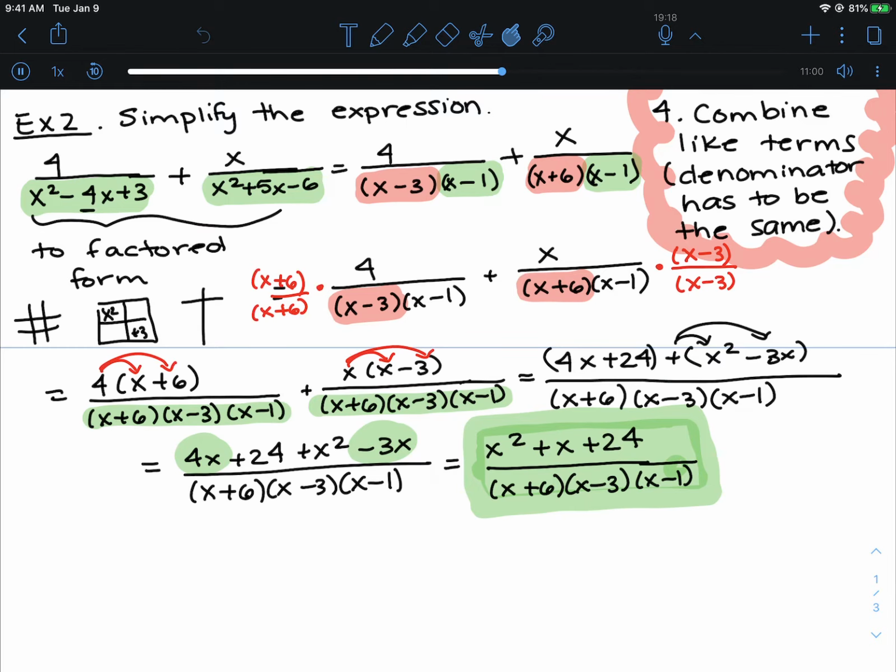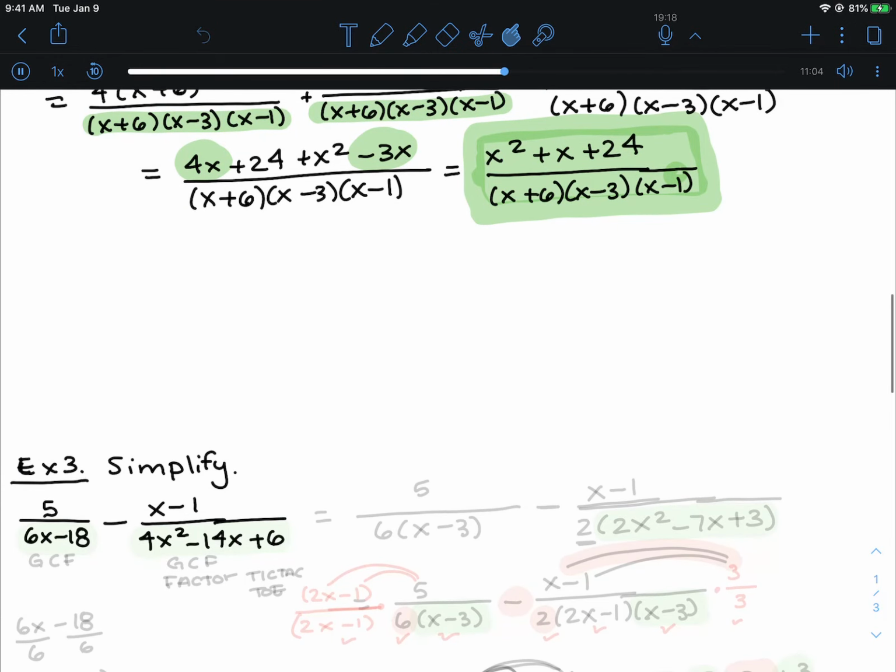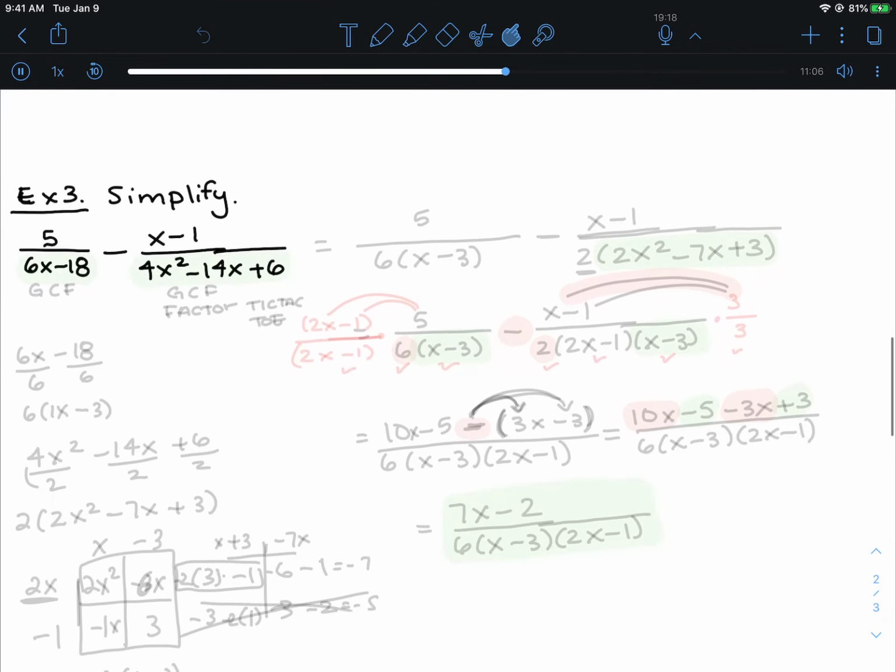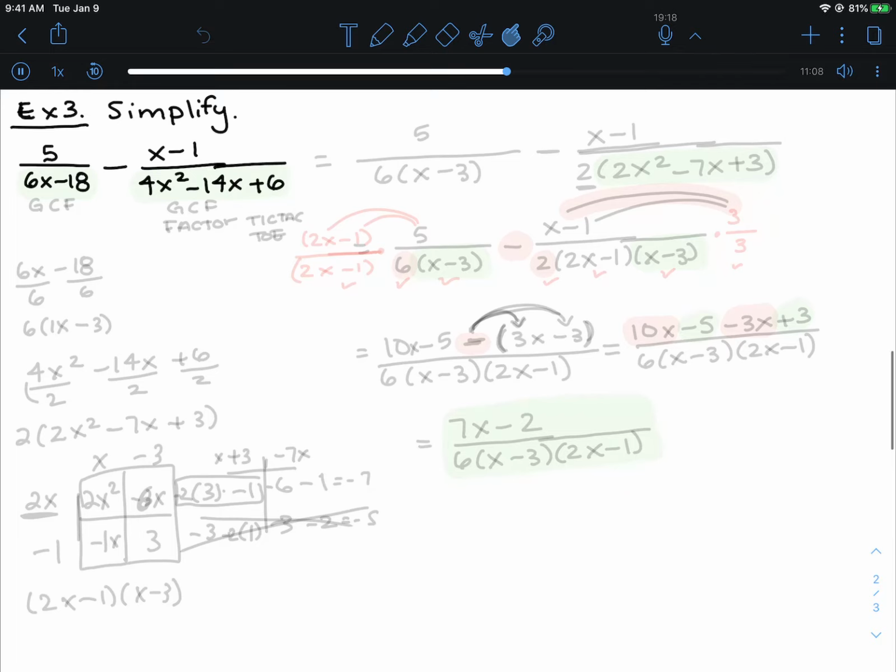So now we're going to go ahead and move on to the third example right here, which is still going to be the same thing. We need to make sure that our denominators are the same. So we are going to factor these out. Now here in this denominator, 6x minus 18, I notice that it is a subtraction, so it could be difference of squares, but the only problem is that it doesn't have a power of 2, or they can't be square rooted.